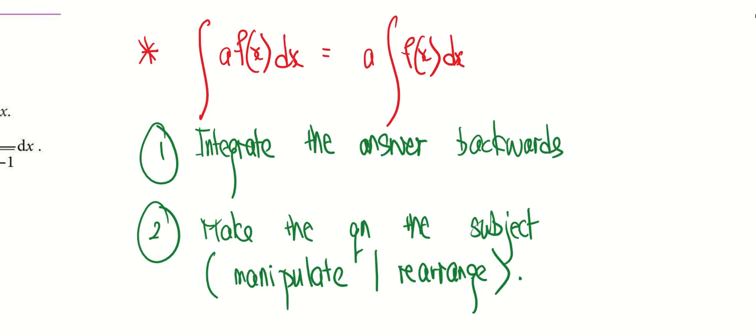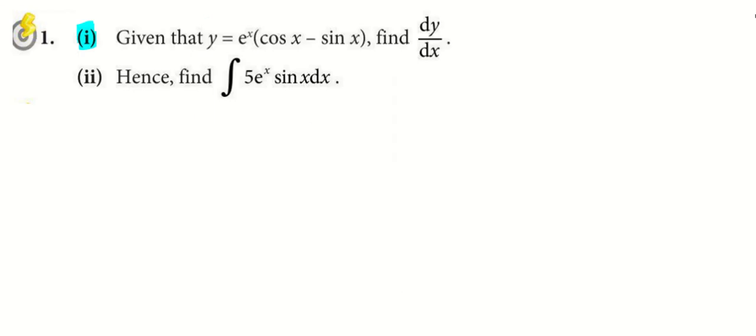Similarly, what do we need to do? I need to make the question that is given the subject. So I need to do a little bit of manipulation and rearrangement. So as mentioned, if I look at part 1, I wouldn't want to simplify anymore. I just want to use the product rule immediately. Differentiate the first, keep the second, plus differentiate the second, keep the first.